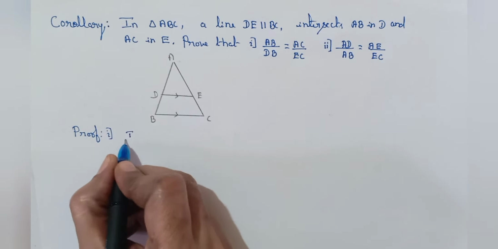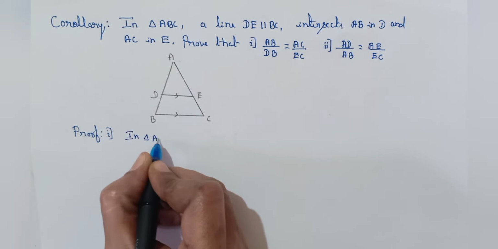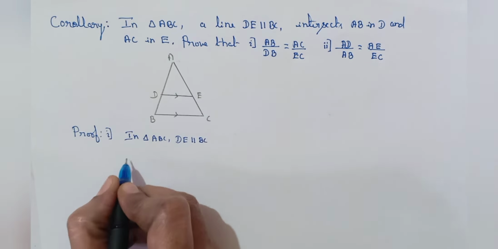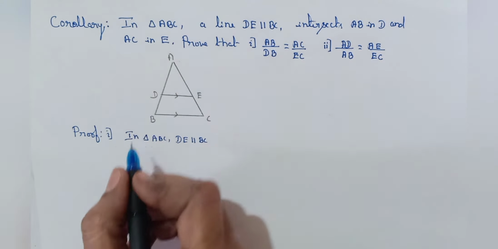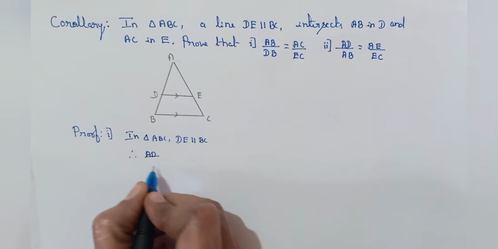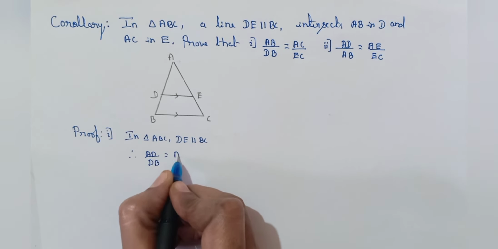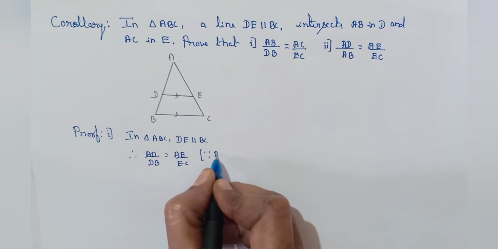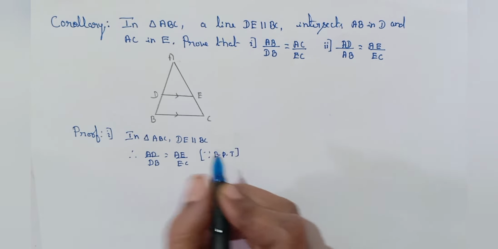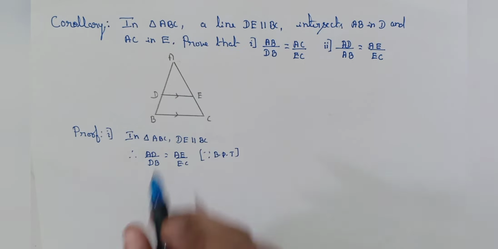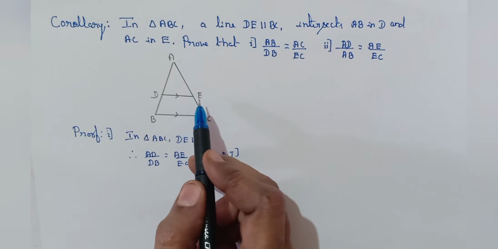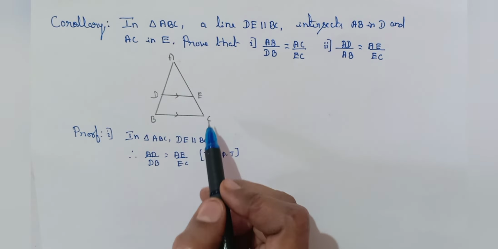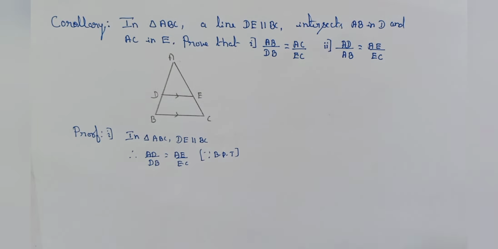In triangle ABC, DE is parallel to BC. So, we can write AD by DB is equal to AE by EC by BPT. When a line is parallel to one of the sides of a triangle, then it divides the other two sides in equal ratio. So we can write AD by DB is equal to AE by EC by BPT.